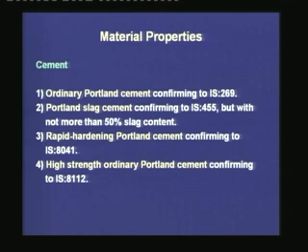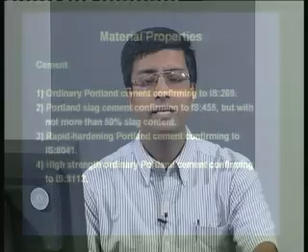The most common type of cement is the ordinary Portland cement, which should conform to IS 269. The second type is the Portland slag cement, conforming to IS 455, but with not more than 50% slag content. Slag is a byproduct of steel construction. This is used in the manufacturing of cement, and that type of cement is called Portland slag cement.